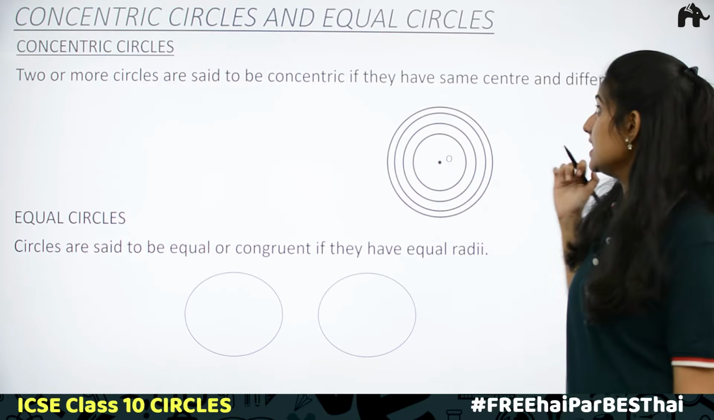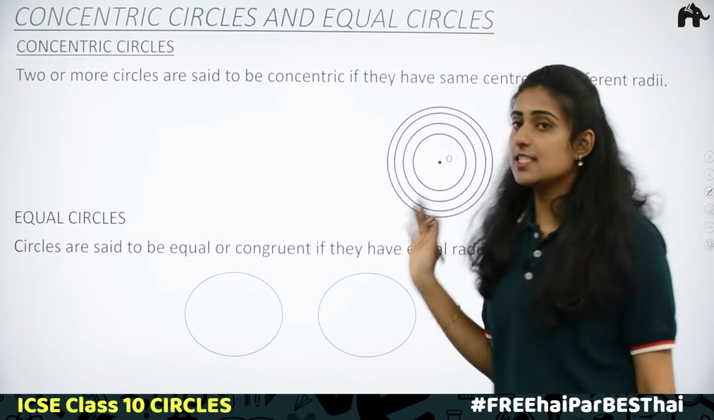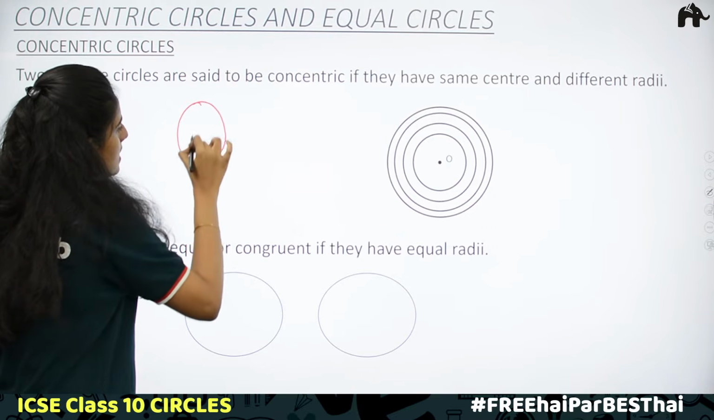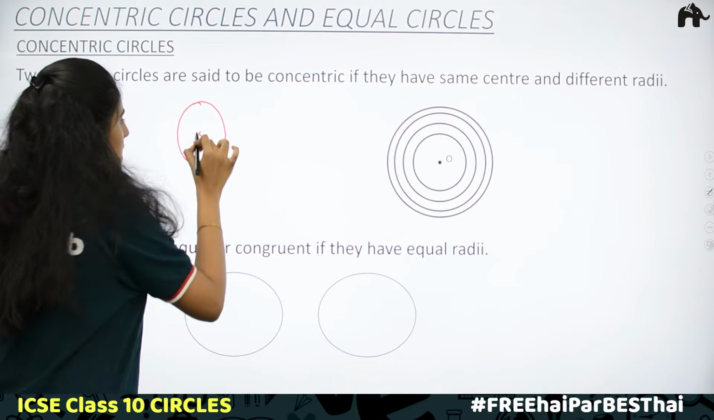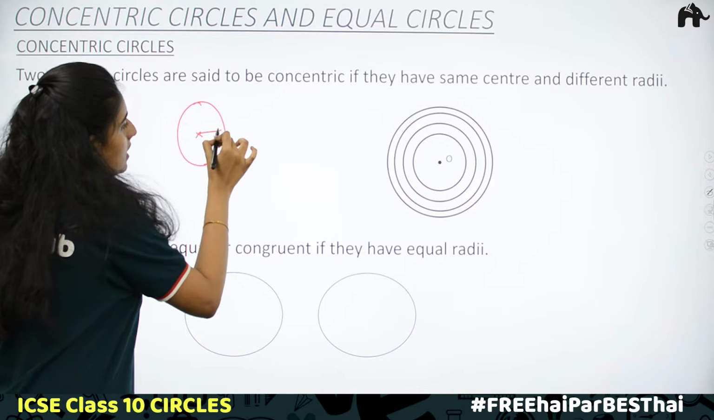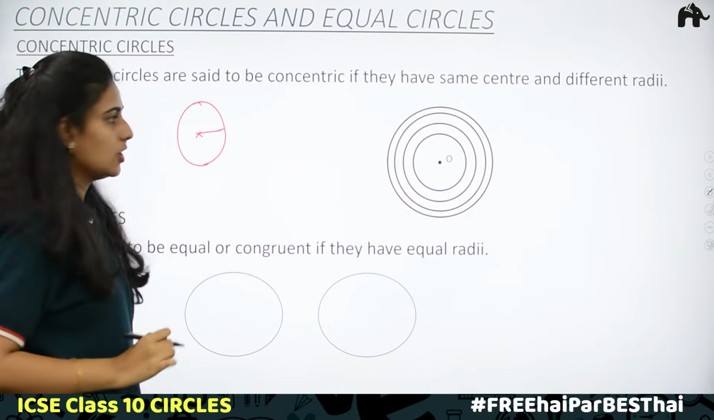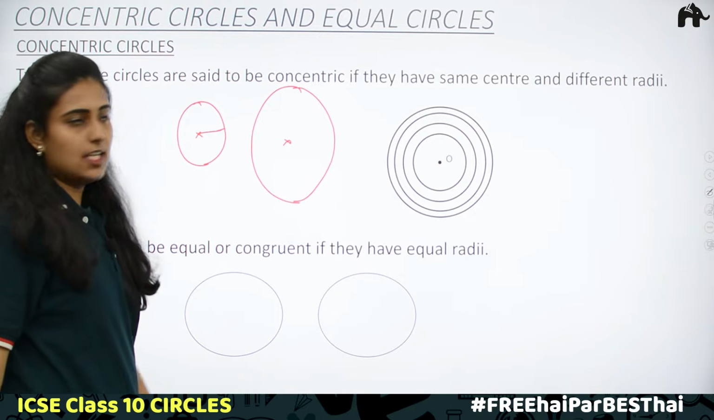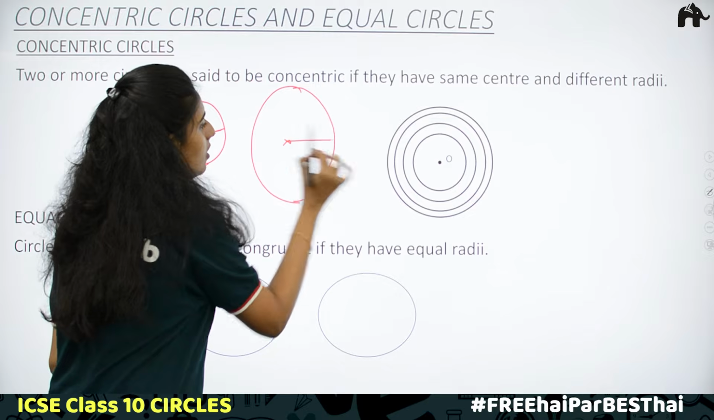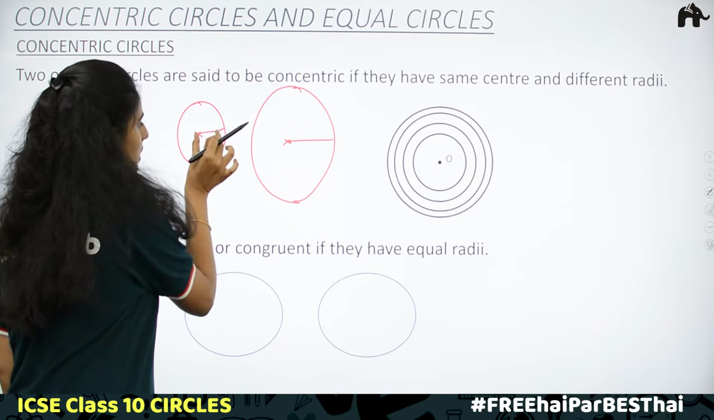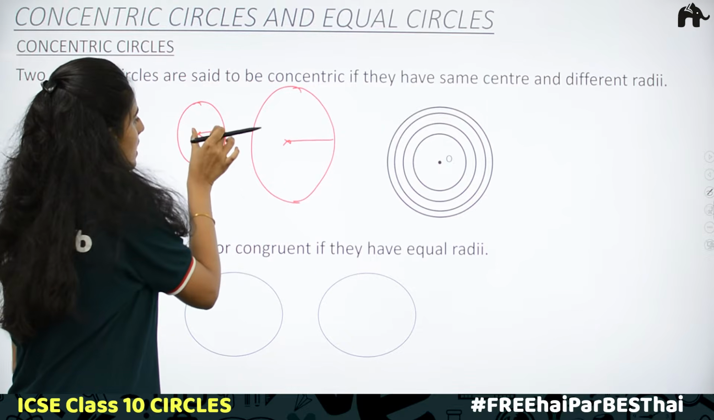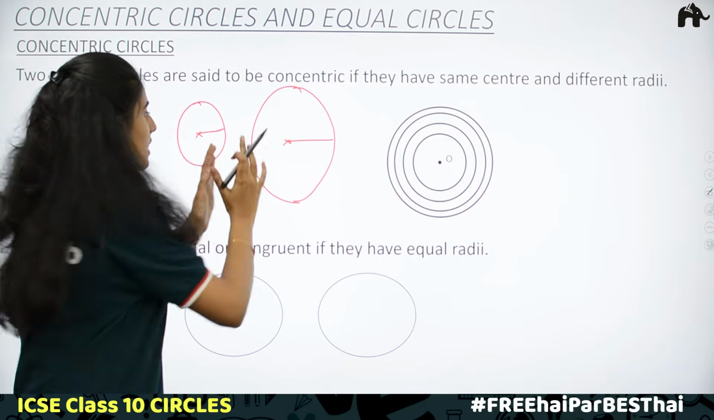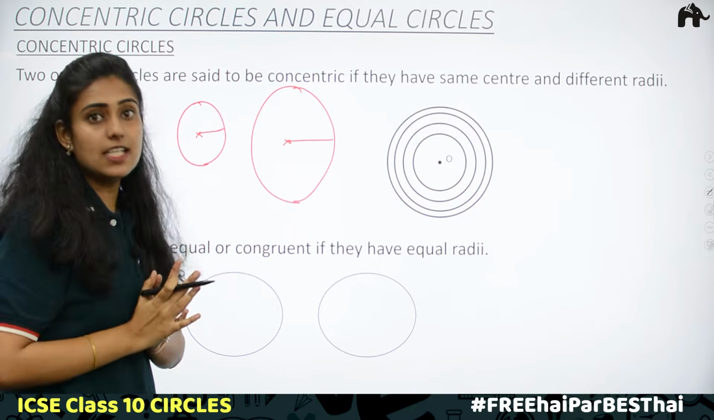What are concentric circles and equal circles? First, let us discuss concentric circles. Now, for a circle, we know there is a fixed center. The distance from the fixed center is the radius. We have another circle. This is the center of circle. This is a bigger circle of greater radius. Here, the length of this radius is greater than the length of this radius. So, when radius increases, the size of the circle is increasing here.